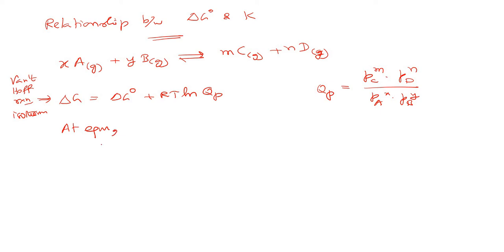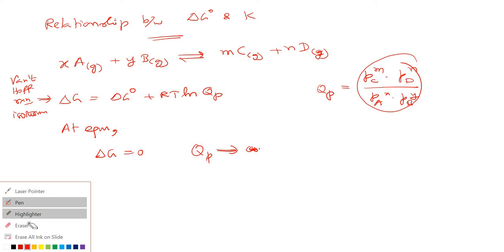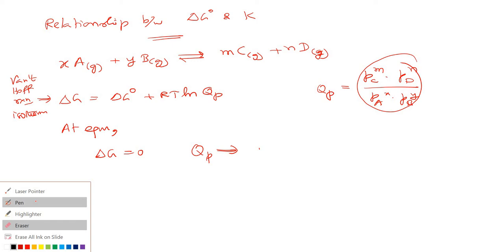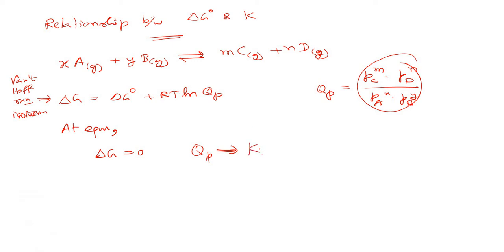At equilibrium we know very well delta G for the reaction becomes 0. Not only that, this ratio becomes a constant. So QP will attain a constant value, which we represent as that constant, what we call the equilibrium constant. This constant is called the equilibrium constant, right?